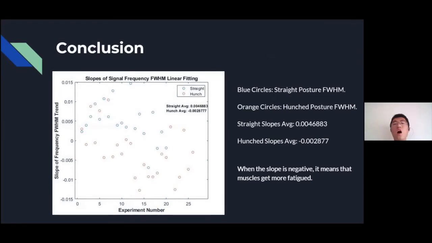After we plot out all the slopes we received from previous steps, we receive this diagram. The blue circles here are for straight postures, and the orange circles here are for hunched postures. We can see the average slopes of the straight posture is about 0.0046, which is positive. And for the average slopes of the hunched postures, it's about negative 0.0028. We can see it's negative. When the slope is negative, it means the muscles can get more fatigue. From this diagram, we can see some obvious difference between two postures.